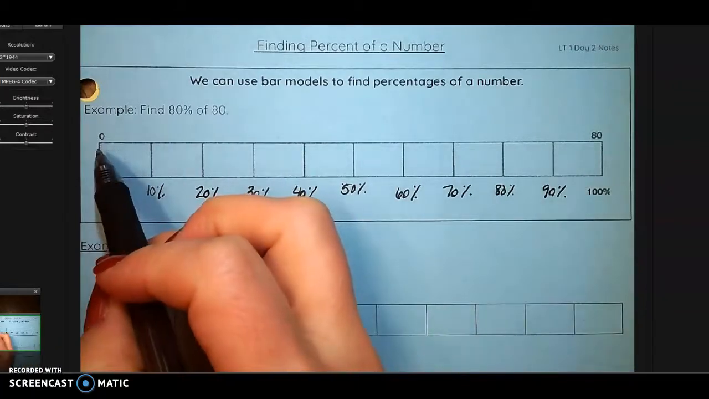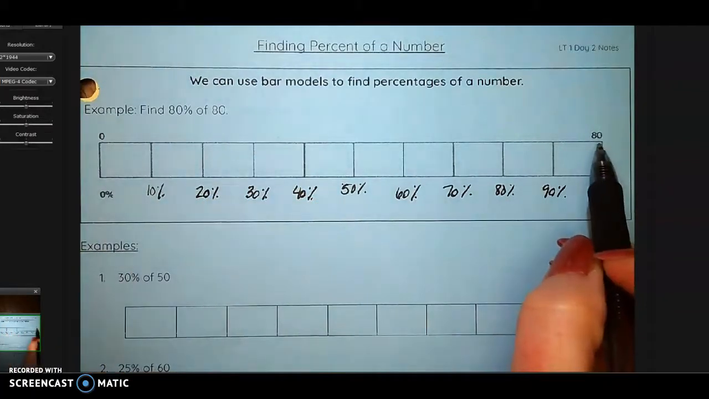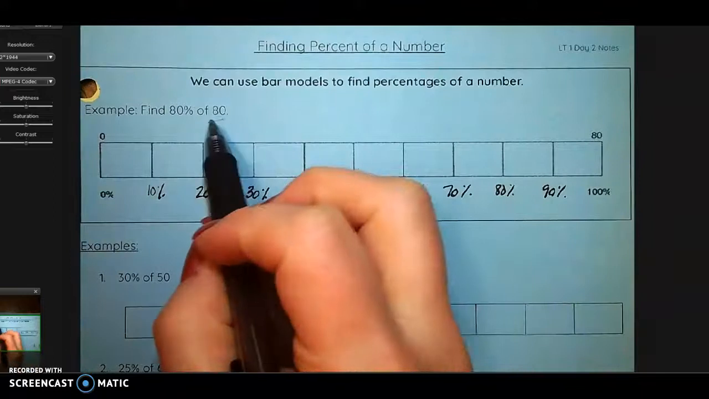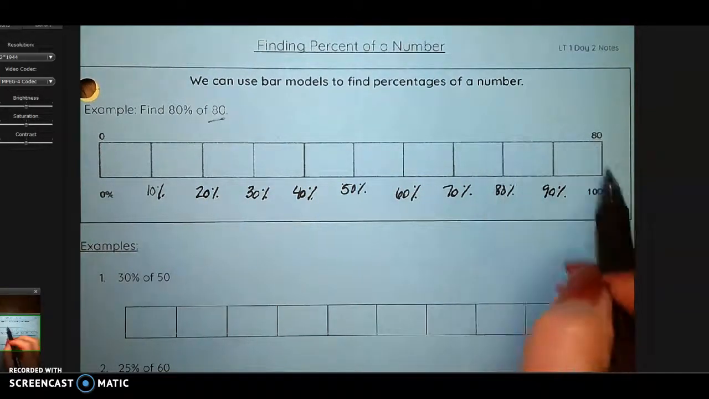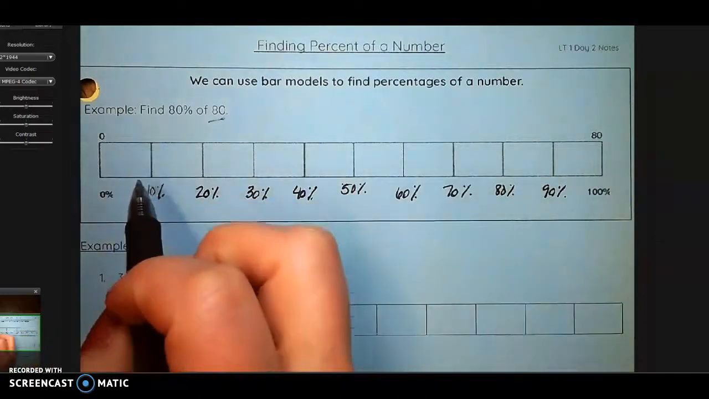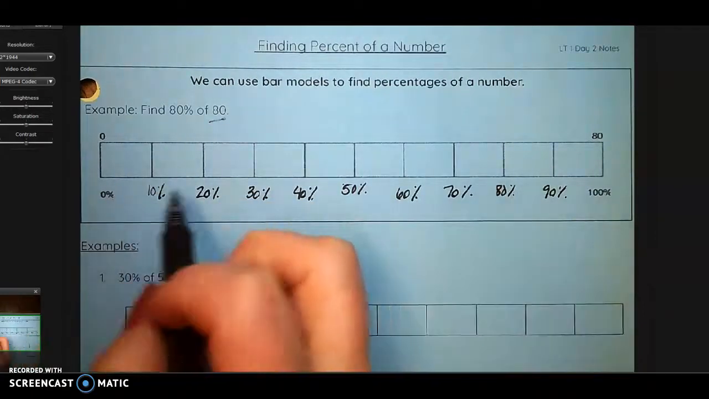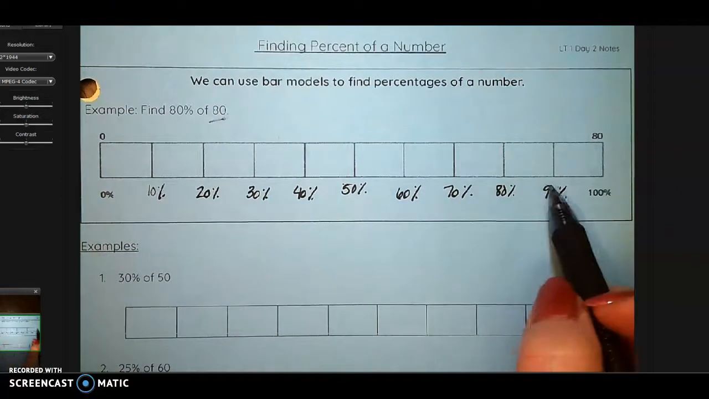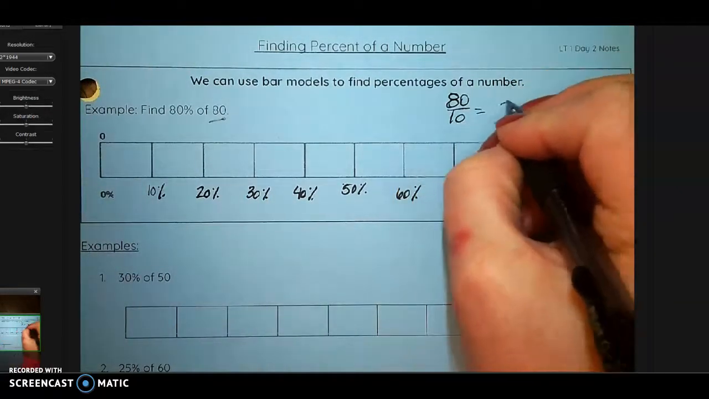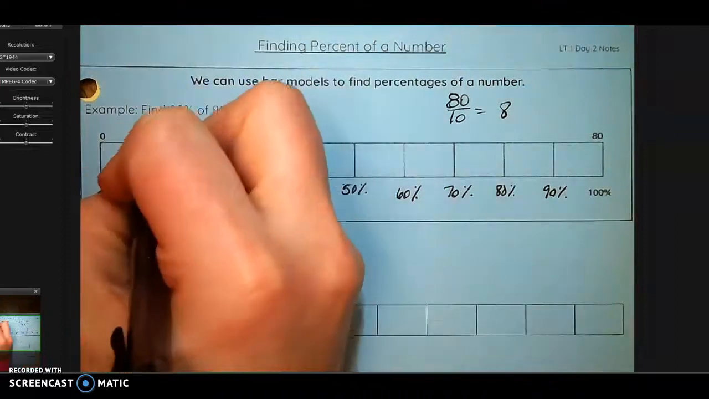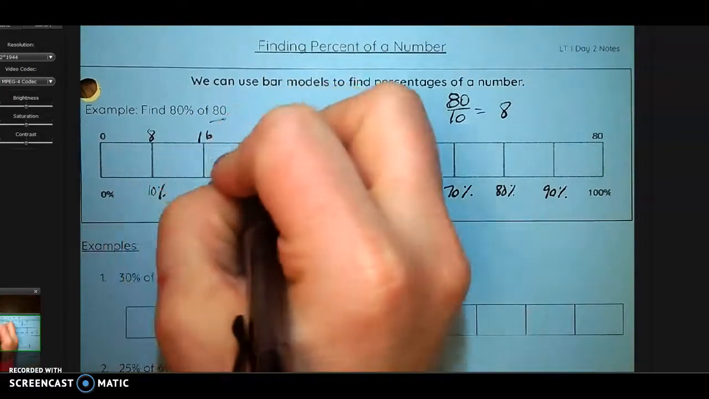So I always start at 0, and then I put my number, the whole amount, at the very end, because 100% of 80 is 80. Then, just like I divided 100 into 10 parts, I need to divide 80 into 10 parts. So 80 divided by 10 is 8. So I'm going to count by 8s.